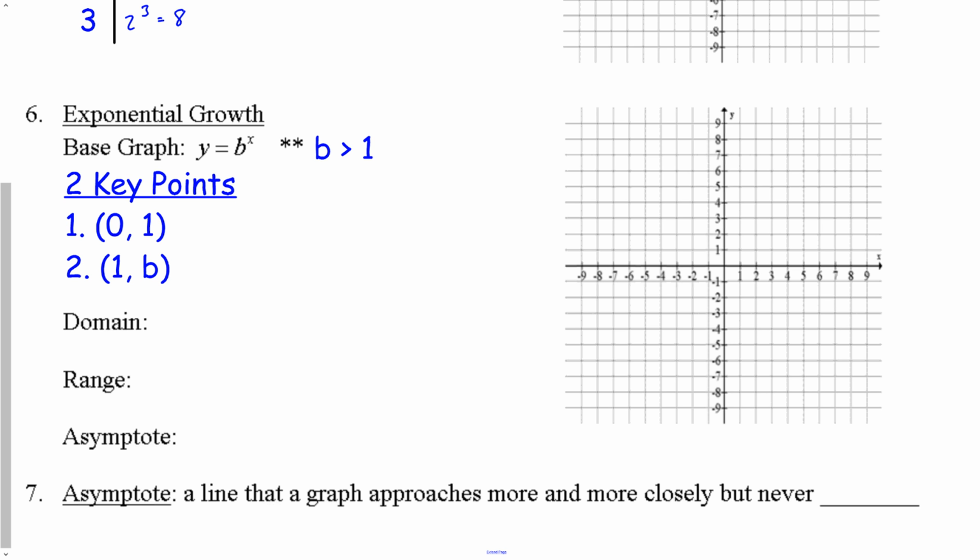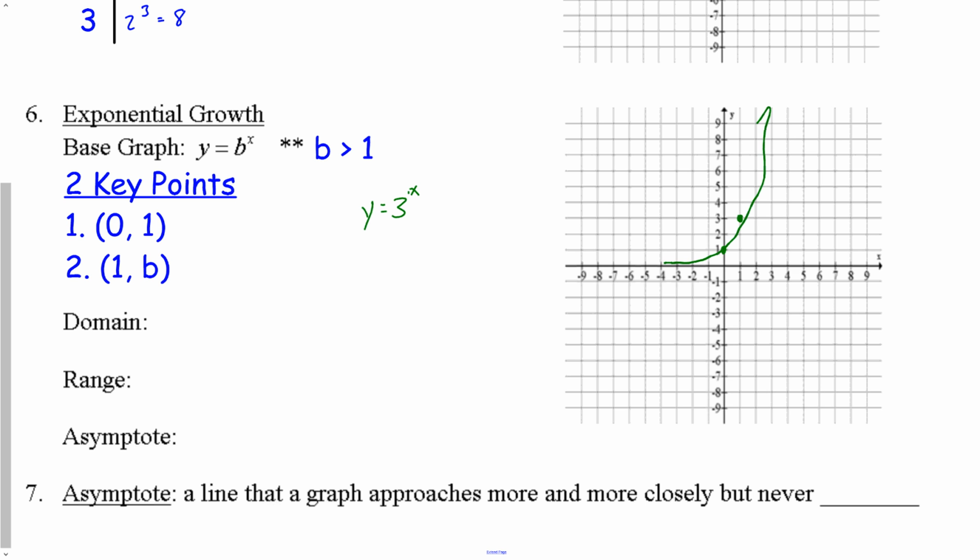So if we put just some example points on our graph, we're always going to have the point (0, 1). And let's say our b value, just to make this easy, is 3. 3 to the first would be 3. All right, so if we just let this example be y equals 3 to the x, those would be the 2 points we would have. And then we would connect those with our curve. We would know the general shape.